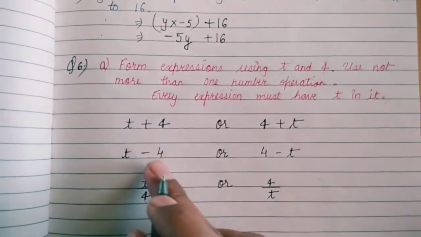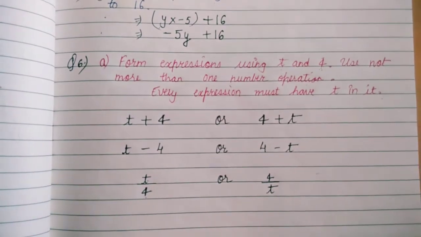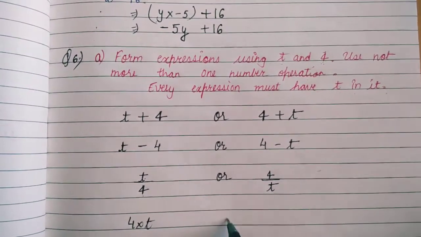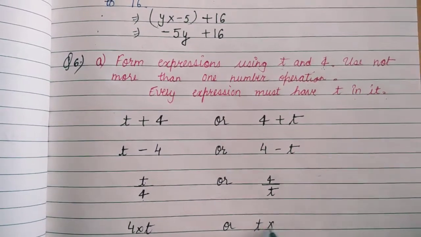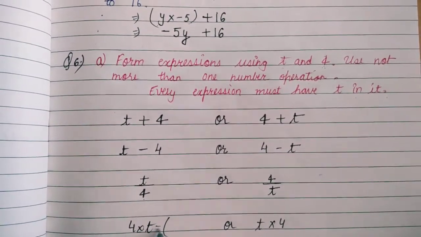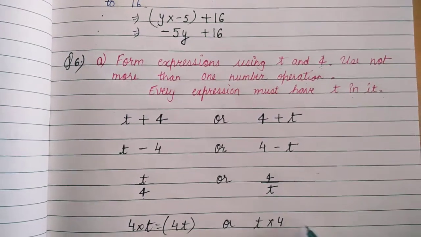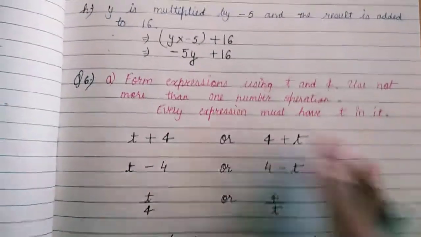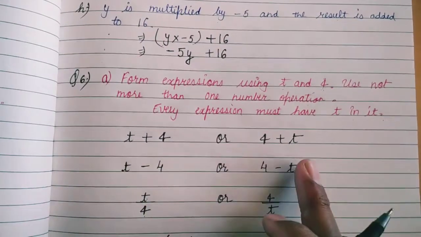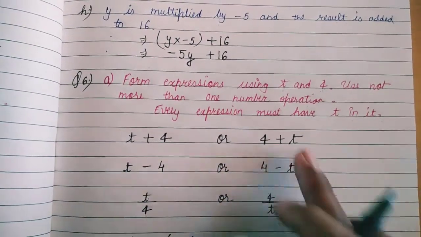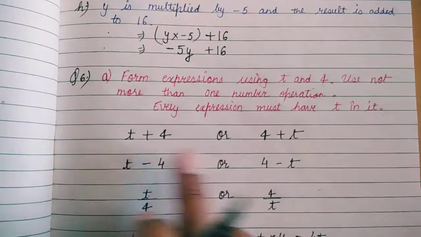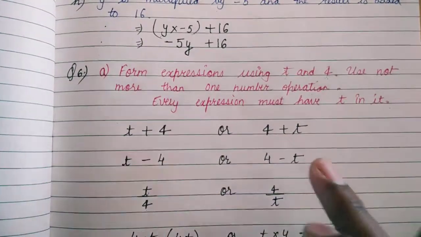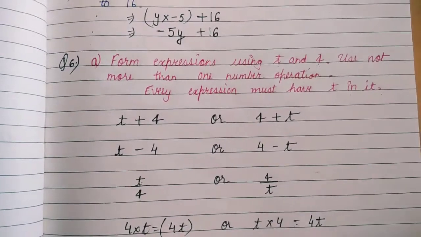Now addition is over, subtraction is over, division is over, one more operation is there, which is 4 into T or T into 4, which is equal to 4T, and here 4 will come first and then T. So this is the solution where T is coming at least one time in each and every case, and we have only two values, which are T and 4, in each case with different operations.